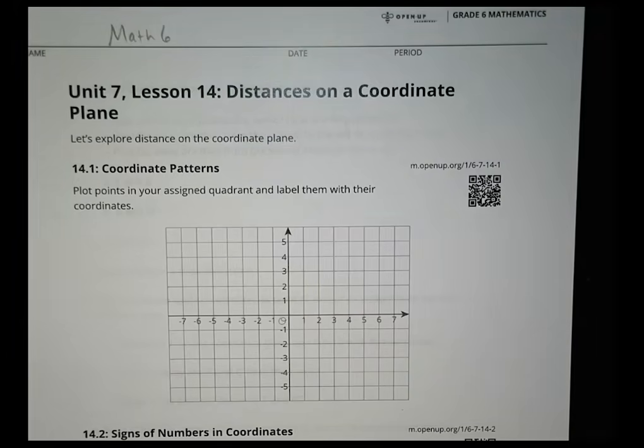Hey, this is Math 6, Unit 7, Lesson 14. Distances on a coordinate plane. So we're going to explore distances on the coordinate plane today.